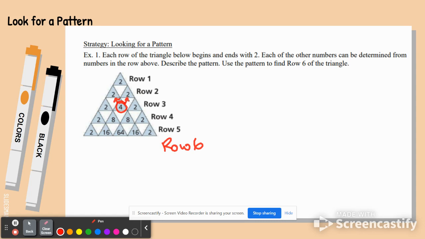So I notice that 4 has a relationship with 2 and 2, and I could start modeling my thinking by going, is it 2 plus 2? That gives me 4. Or is it 2 times 2? That also gives me 4. So I don't know yet. So I'm going to go to row 4. So I've had to go down 4 rows to possibly find a pattern. And I'm looking at this and going, 8. Okay, that has a relationship with 2 and 4. Oh, and the other 8 has a relationship with 2 and 4. So I may have found my pattern here.